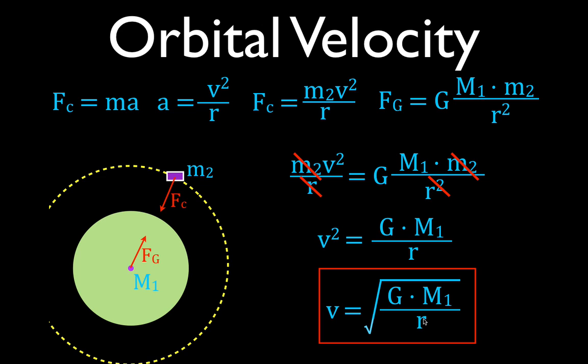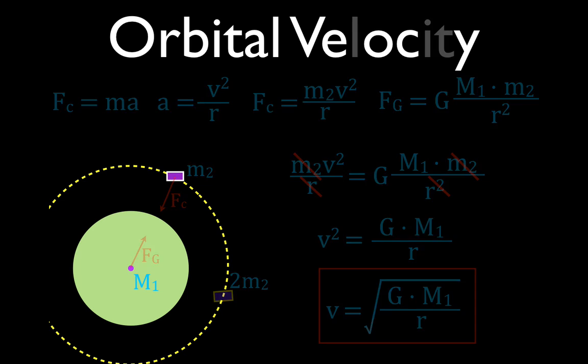For example, if we had another satellite that was the same distance away from Earth, but it had twice the mass, then the velocity would still be the same. The velocity is not dependent upon the mass. All right, now let's do an example.